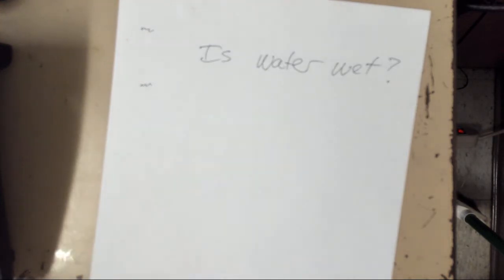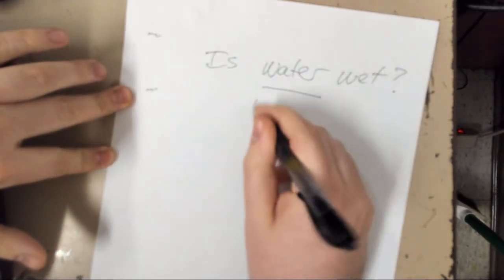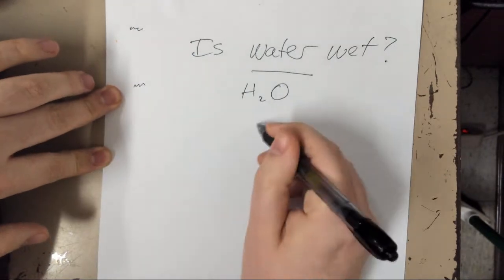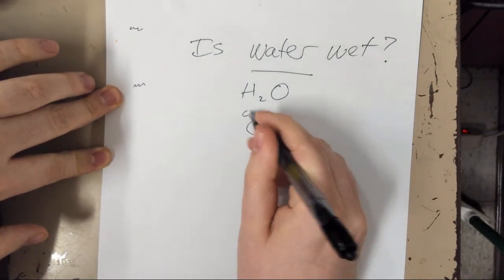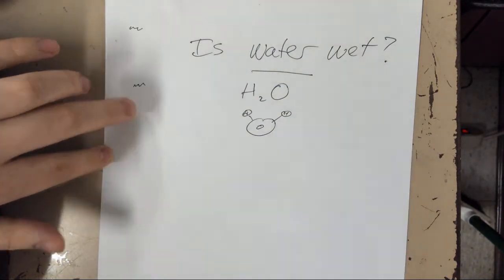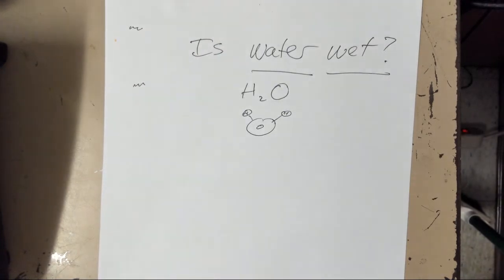If we look at the chemical definition of water, that is simply H2O. Two hydrogens, one oxygen that are bonded roughly like that. So you have a little H here, and you have a little H here, have an O here. Kind of looks like Mickey Mouse. And then we have what is wet.